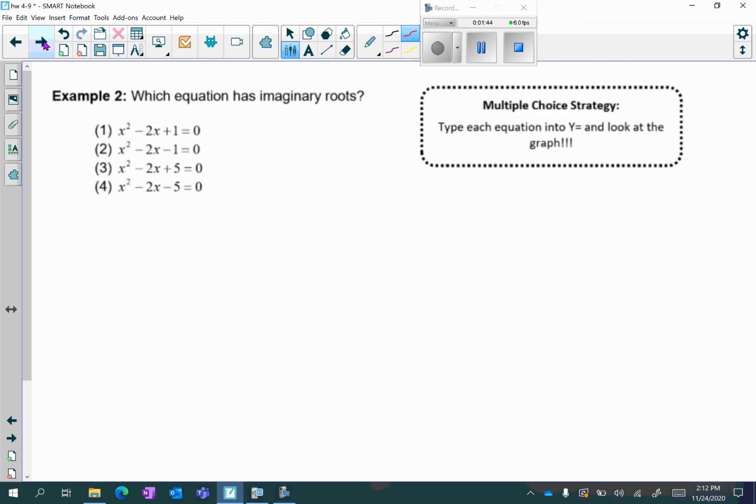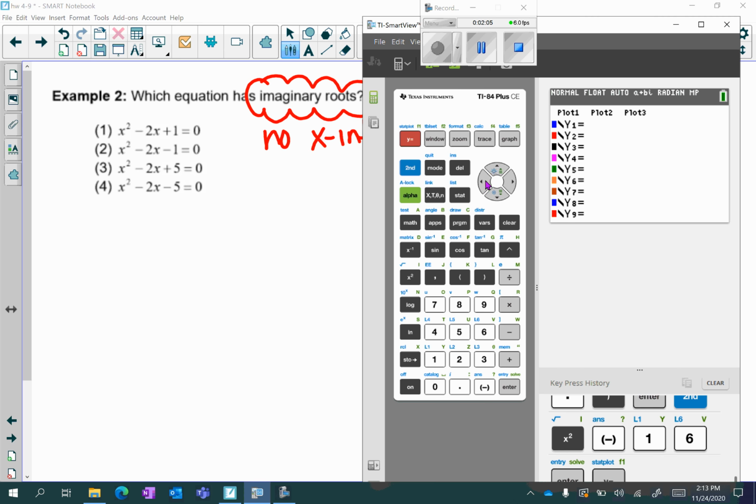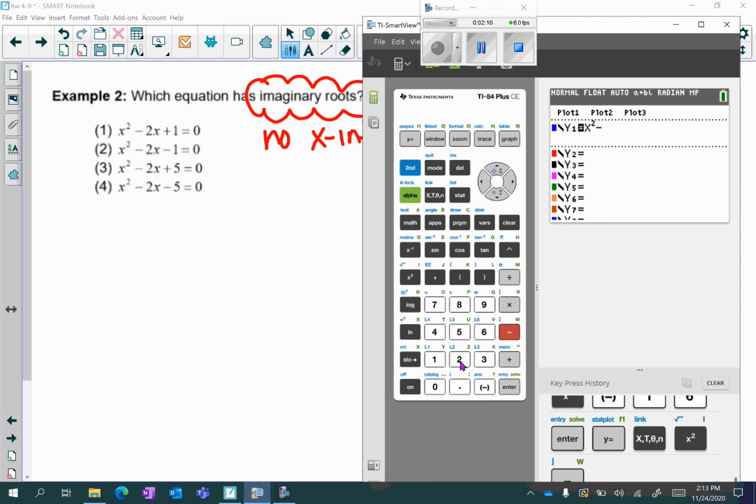Examples 2 and 3 are going to focus on some multiple choice strategies. Which equation has imaginary roots? So hopefully you remember that imaginary roots means there are no x-intercepts. So I'm going to type each equation into y equals and look at the graph. If you have anything there, clear it out. We have x squared minus 2x plus 1.